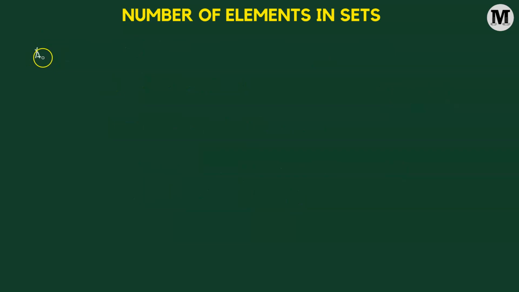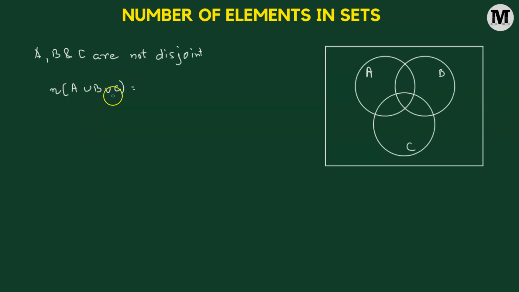What if A, B and C are not disjoint? If they are not disjoint, our goal will be to find out the total number of elements in the set A union B union C. The total elements in A union B union C, that's now going to be, we'll consider all the elements of the set A added with all the elements of set B, and we also add all the elements of the set C.